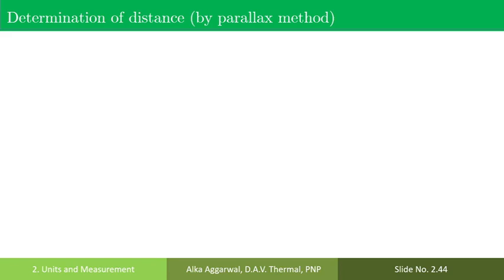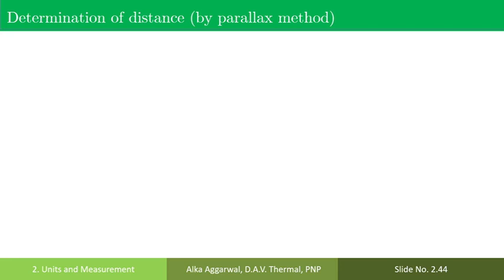Today we start with the parallax method. This method is used to determine the distance of the nearby stars. Nearby star means a star which is situated at a distance of 100 light years. So let us first discuss the parallax method.